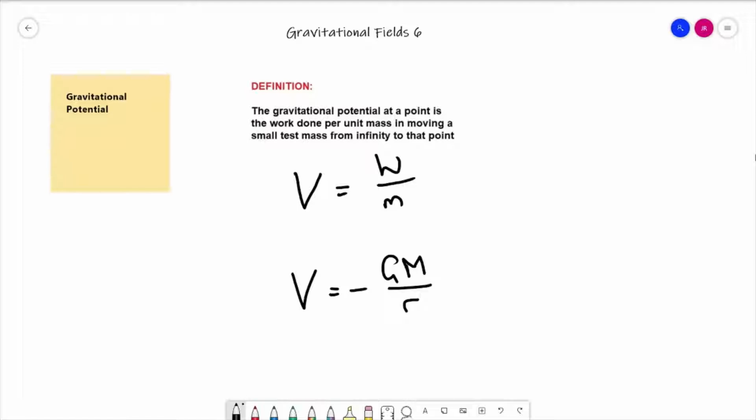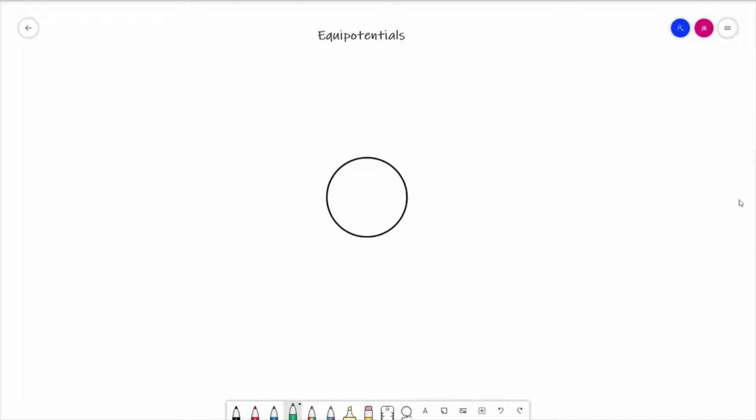In this video we're going to have a look at a couple of the finer points to do with gravitational potential before going on to define gravitational potential energy. First thing to have a look at with potential then is this idea of equipotentials.